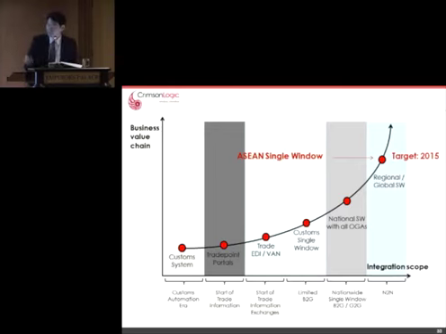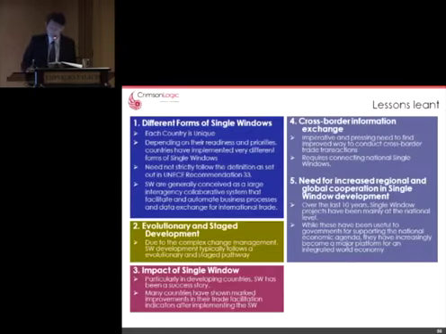Basically, if you plot the whereabouts of the ASEAN countries' single windows against the graph that I showed you just now, you can see that Indonesia, Malaysia, Philippines, Singapore, and Thailand are at the national single window level, whereas Vietnam and Brunei are at the customs single window level, and some are at trade point and just customs automation level. We can do this for other regions as well. So I'll just skip to the lessons learned.